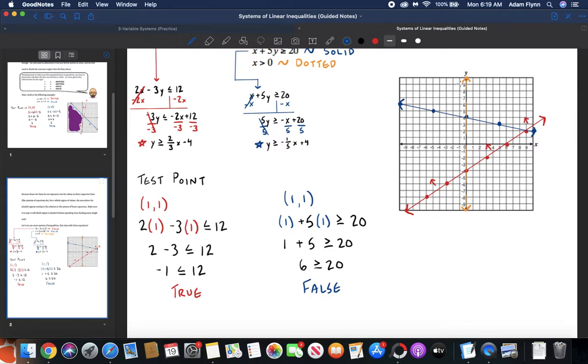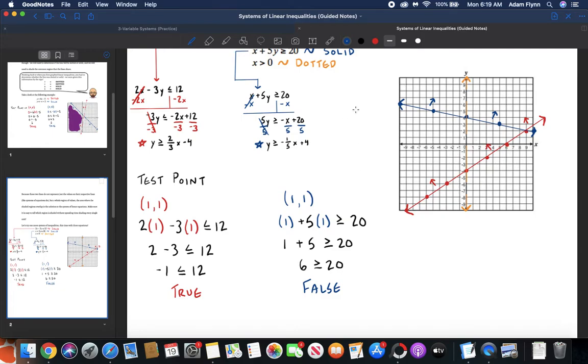So if I go to my blue line, again, I'm ignoring the orange line, the red line. We plugged in 1, 1. 1, 1 was below this blue line, but it was false. So because 1, 1 was false, that means none of my solutions are down below here. So that means I need to draw arrows up above my line because my solution is going to be above this line, away from 1, 1, because it was false. Okay, so that means we're going to shade the opposite side. So because of that, we've eliminated this section and this section as well.